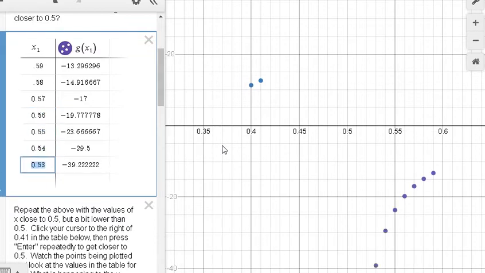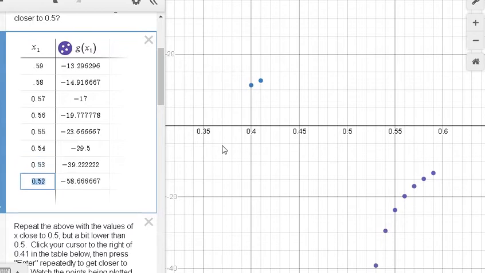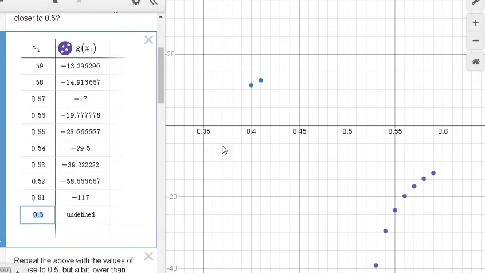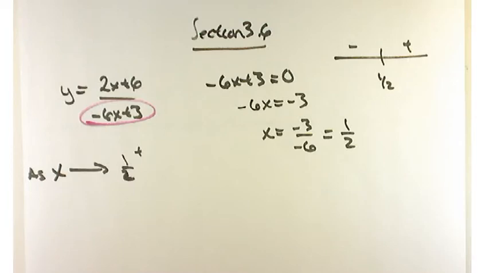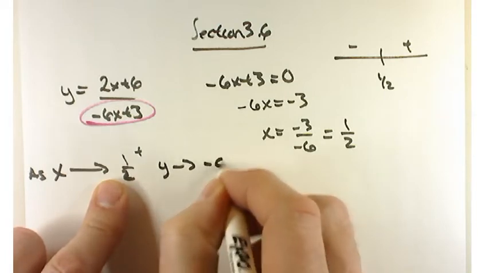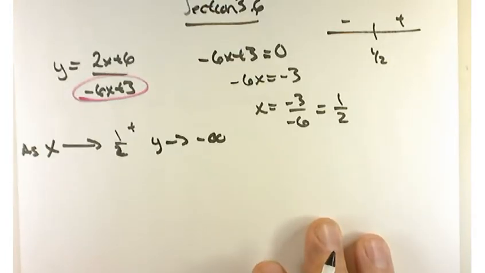New point, new point, new point. Where are those new points going? Down, down, down, down, towards what? Towards negative infinity. And I can go a couple more. Now, we lose track of it on the graph because we can't see forever far south, but you can see a couple more on the graph until you get to 0.5 itself. And then, of course, it's undefined. So what does that leave us to conclude? What that says is that as x approaches 1/2 from the right, y approaches negative infinity.